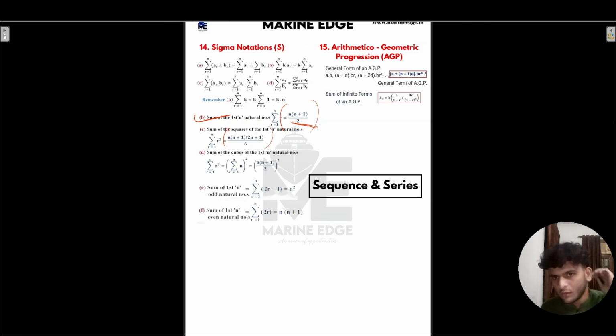Yes, so this is an arithmetico geometric progression. You can understand this this way: the general form of an AGP is a, (a plus d) r, (a plus 2d) r square, where you have to use both the common difference as well as the common ratio, and the nth term is given by (a plus (n minus 1) d) into r to the power n minus 1. Okay.